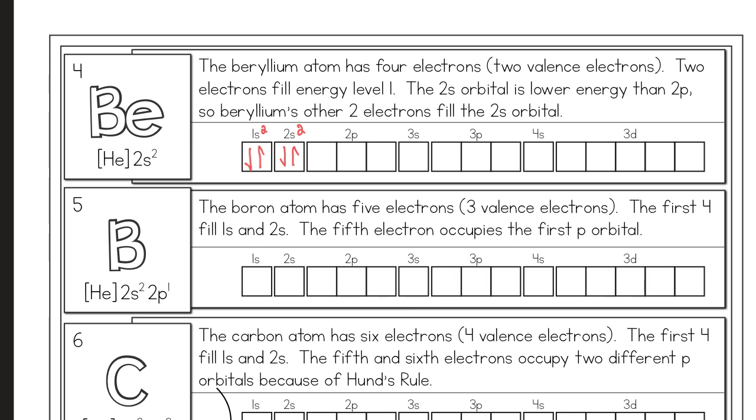Now we're on to boron, which has 5 electrons. Same pattern I've been doing along, 1 down, 1 up. So that's 1s2, I filled that orbital.